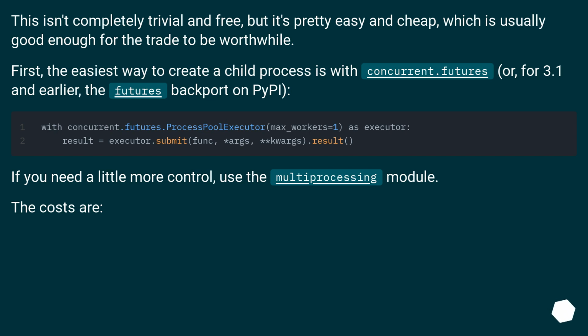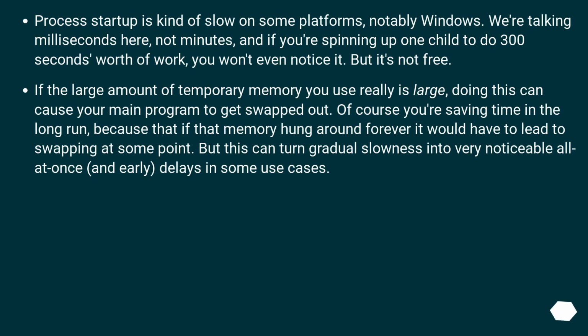The costs are: process startup is kind of slow on some platforms, notably Windows. We're talking milliseconds here, not minutes, and if you're spinning up one child to do 300 seconds worth of work, you won't even notice it. But it's not free. If the large amount of temporary memory you use really is large, doing this can cause your main program to get swapped out. Of course you're saving time in the long run, because if that memory hung around forever it would have to lead to swapping at some point. But this can turn gradual slowness into very noticeable all at once, and early, delays in some use cases.